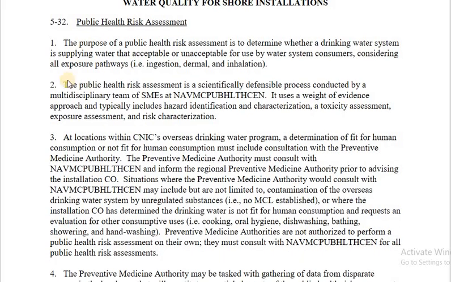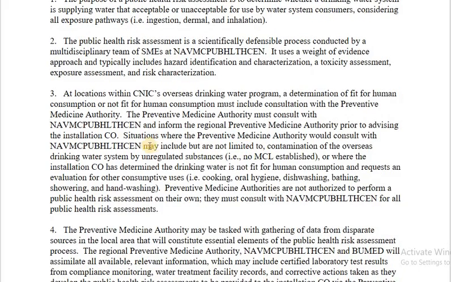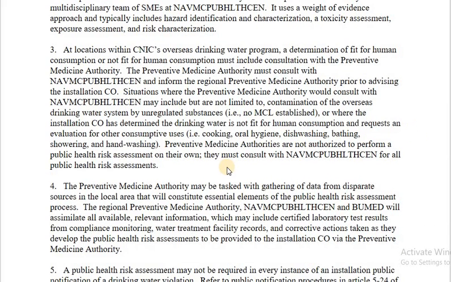Let's see. So it talks about the public health risk assessment. Any determination of fit for human consumption must include consultation with the PrevMed authority because, water, PrevMed's job, kind of a big deal. So you can't just dictate, no, you can't drink the water. It's something that needs to be referred through PrevMed. Let's see, it says stuff that you can limit. Situations where the PrevMed would consult with the public health center are contamination of overseas water, or where installation COs determine the water is not fit for human consumption, and request evaluation for other uses.